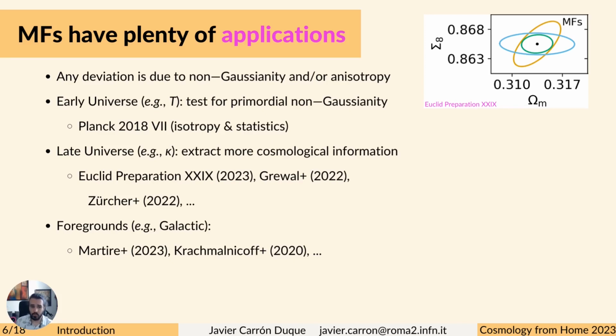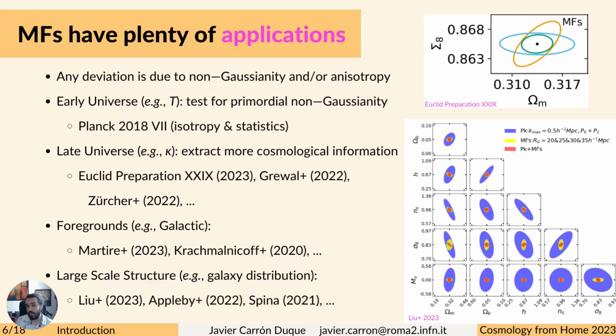Minkowski functionals have also been used to characterize foreground emission, galactic emission in synchrotron and galactic dust, because they are very non-Gaussian, of course. And they have also been used to analyze the large scale structure. For example, the paper by Spina on 21 centimeter simulations, but also a very recent paper from Liu et al. has shown a similar plot as before. These are the forecast errors for different cosmological parameters, using just the power spectra in blue or the Minkowski functionals in yellow. So we see that the information is actually very different and complementary.